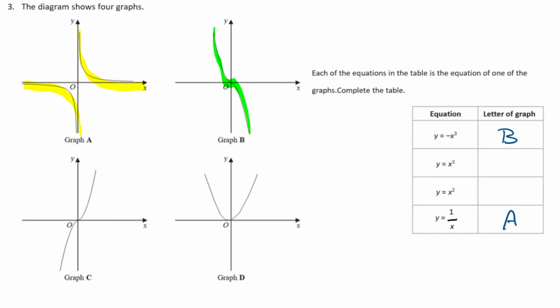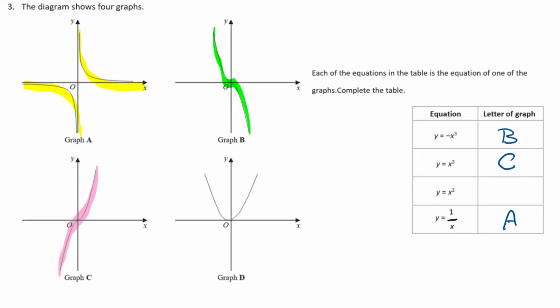Okay, x cubed is the other way around. It kind of looks like that way up. Okay, but we've got it inverted here. We've got it the other way around, so it's the negative one. Oh, look, here's the next one. So if I look at C, that is what I was expecting for a positive cubic curve. So that one's going to be C.